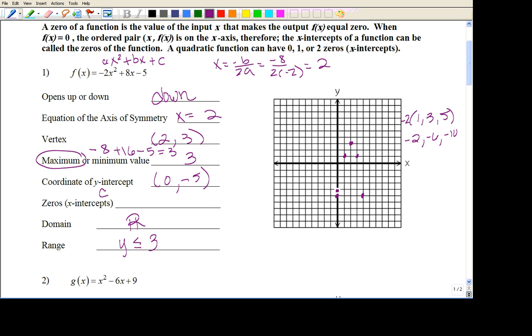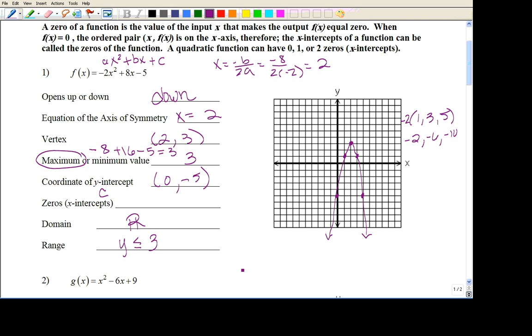And then just pause for a second and make sure that your y-intercept actually matches what you wrote down over here. And this is the point (0, negative 5), that matches, so we've graphed it correctly. Notice our x-intercepts are not very pretty numbers, but that's okay, we can still solve for them.